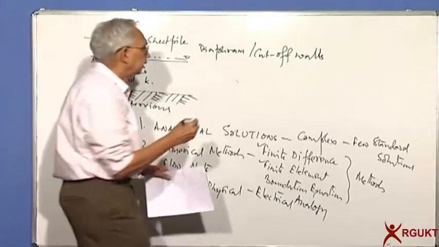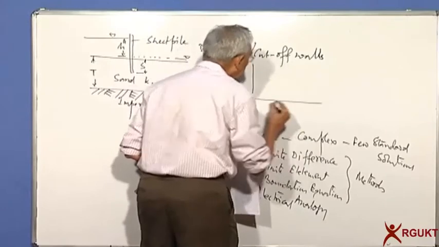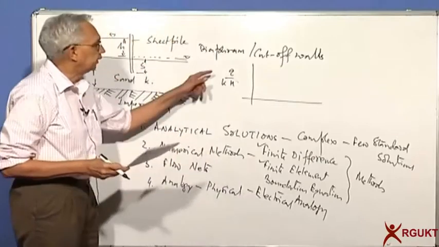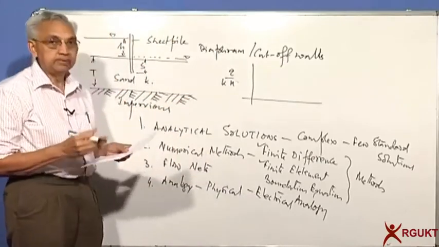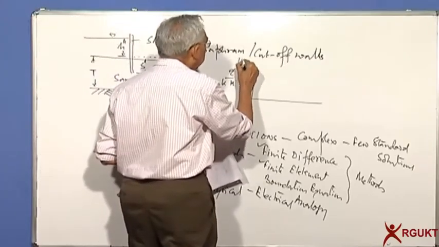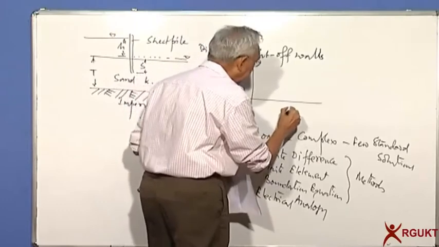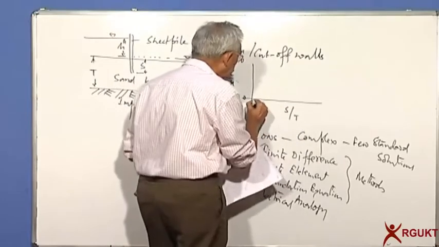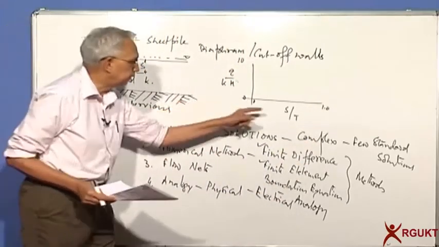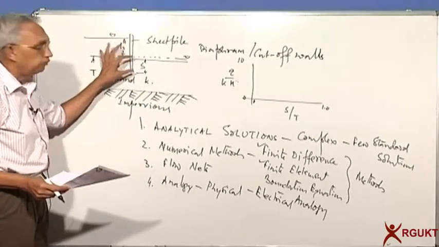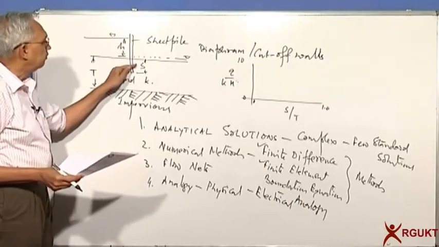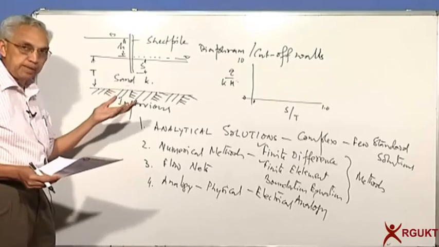For that, we analytically can get a simple solution, and then if you write the discharge divided by K into H, the normalized parameter, say it varies from something like 5 or 10 here, and here I am plotting S by T, from 0 to 1. You can see that S by T gives me the relative depth up to which we had to drive the sheet pile with respect to the thickness of the stratum. If S is 0, there is no sheet pile below the ground level.